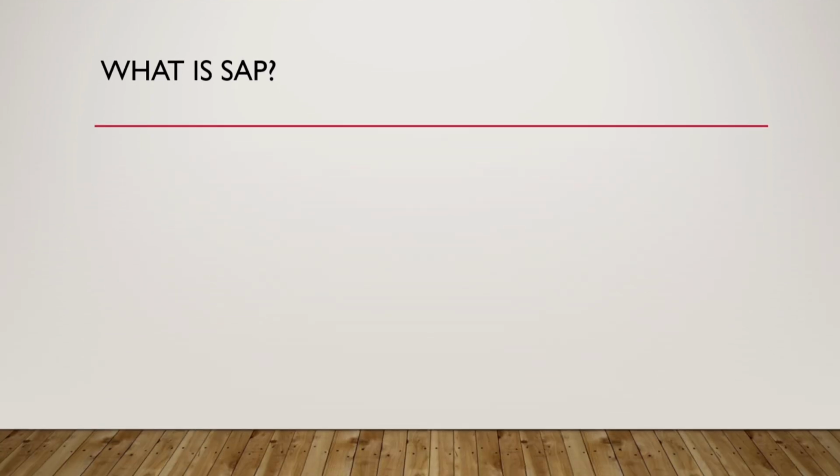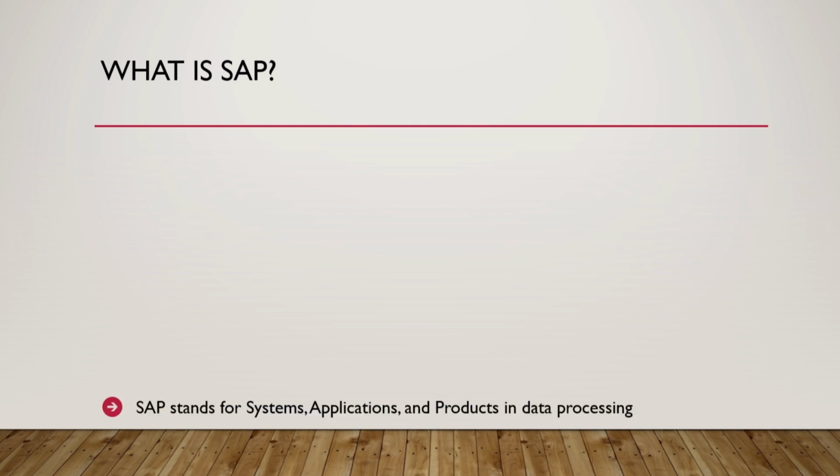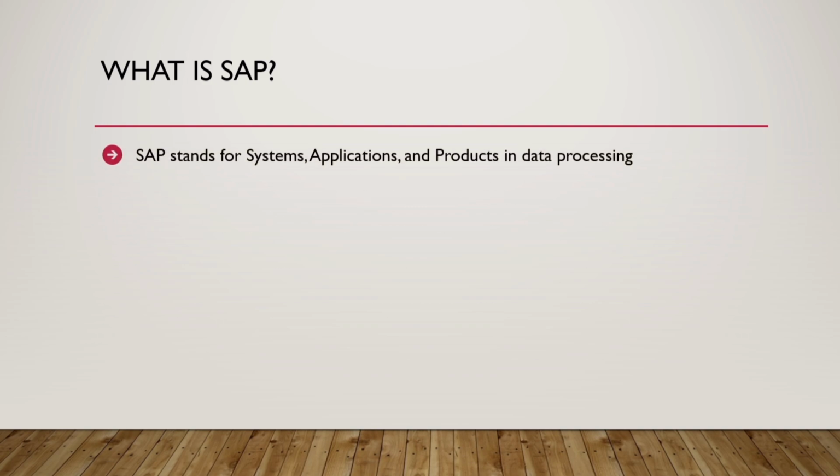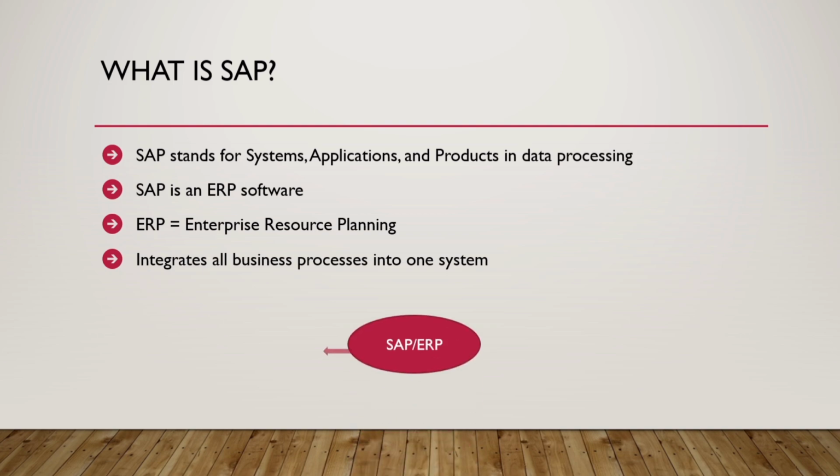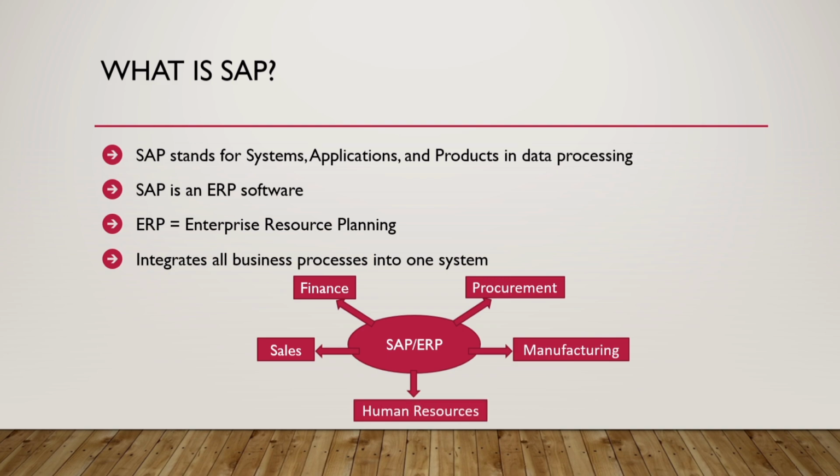So let's begin. Before understanding SAP SD, let's first understand what SAP is. SAP stands for Systems, Applications and Products in Data Processing. SAP is an ERP software. ERP means Enterprise Resource Planning. ERP helps manage all business processes such as sales, finance, procurement, manufacturing, and human resources in one single integrated system. That is why SAP is used by small, medium, and large organizations across the world.